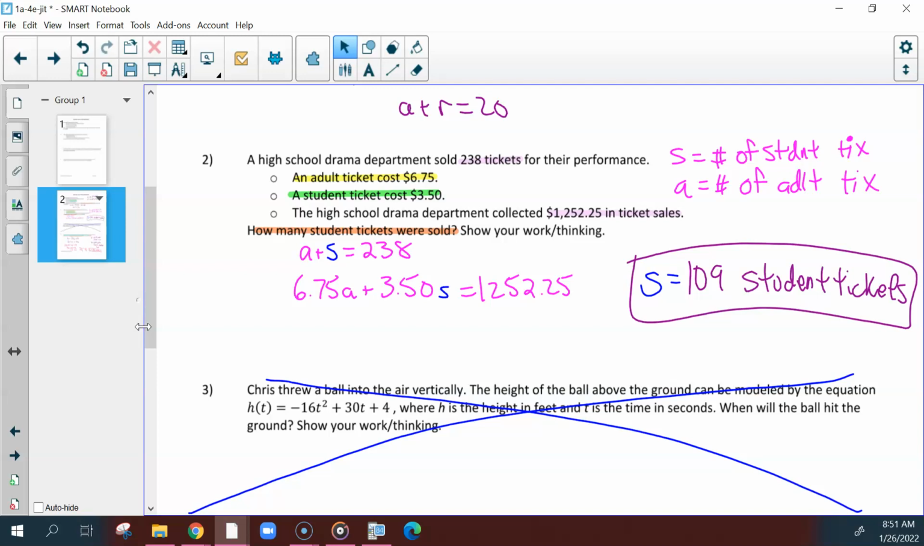However you solve that, your S should have been 109, because that's what you were looking for. Anyone need to see that worked out with a specific method?